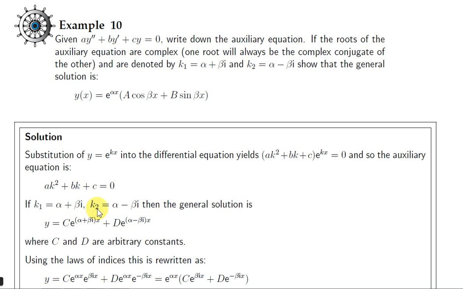Okay, so anyway, we take a linear combination of these as we've seen before, and now we can actually rewrite this. We can see that e to the alpha x is a common factor. We can first of all factor each of these exponential terms. We can write this one here as e to the alpha x times e to the beta ix. Just add the powers to get back to this. Similarly over here, we can write it like this. So e to the alpha x is a common factor that can be pulled outside.